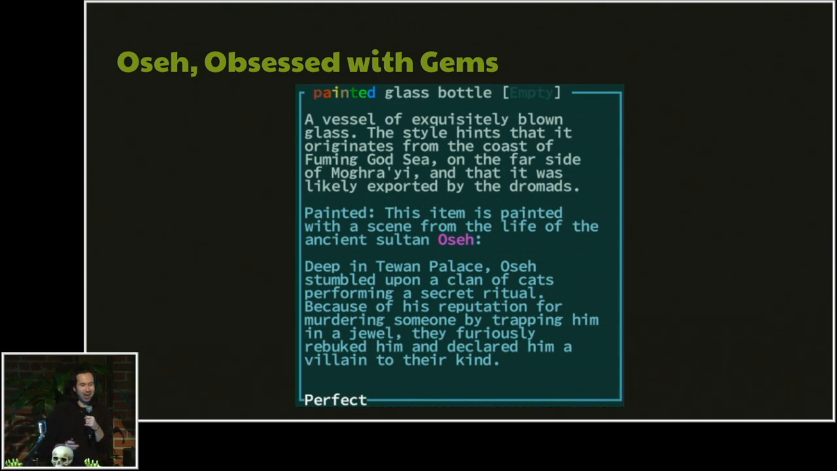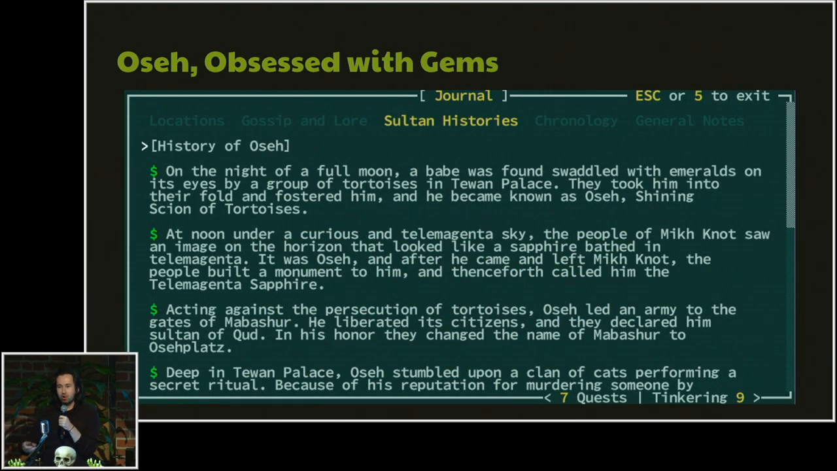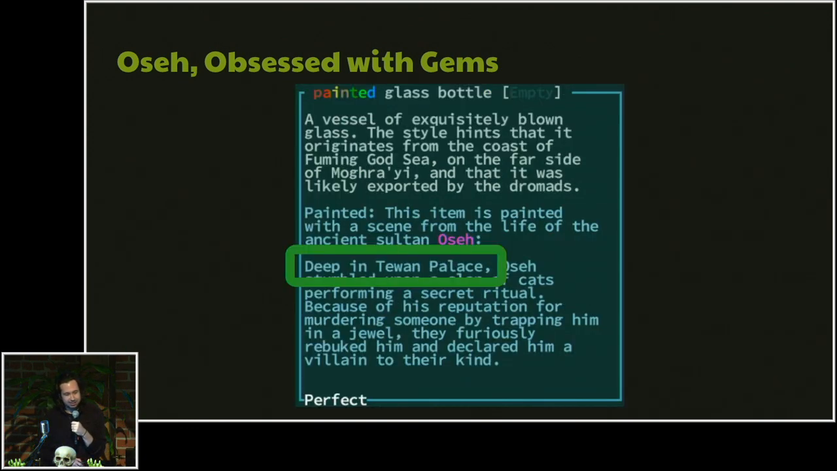Okay. So as you accrue more and more of these snippets of history about a sultan, they get inscribed in a player journal in chronological order. And as you accrue more and more of them, a sort of narrative starts to cohere around the sultan's life. So we can see like Ose seems to be obsessed with jewels, right? There's a theme running in his life, like he was born with emeralds on his eyes. He trapped someone in a jewel in order to murder them, and then he founded a workshop to chant in devotion of rubies. So that's cool.